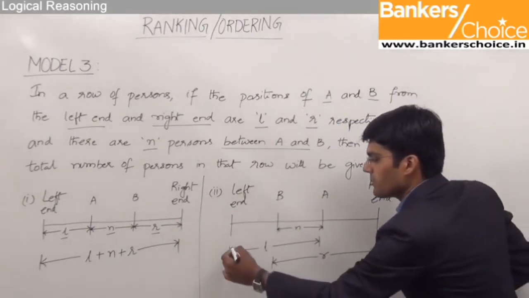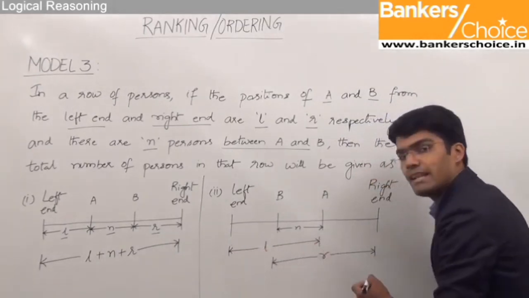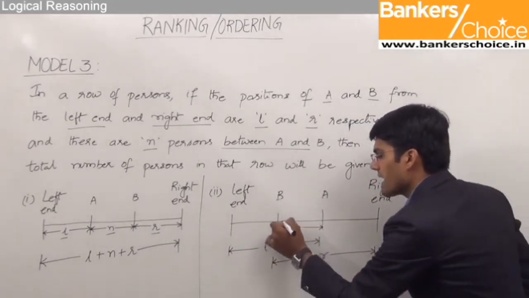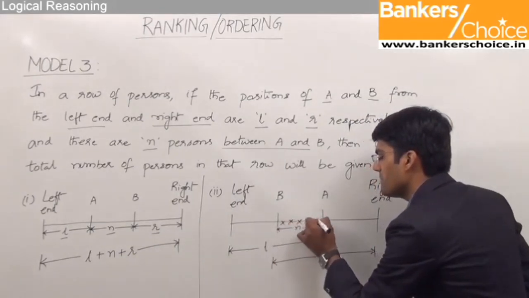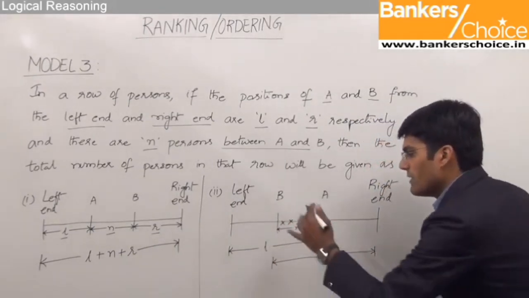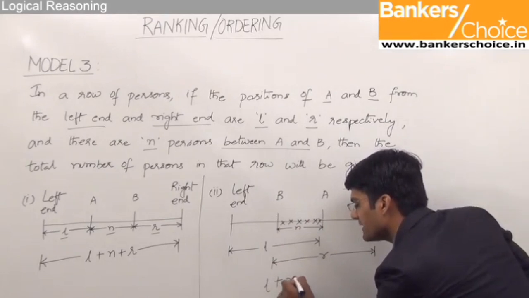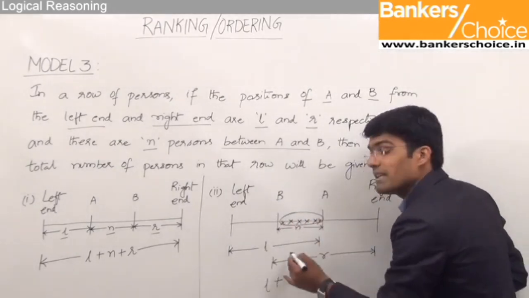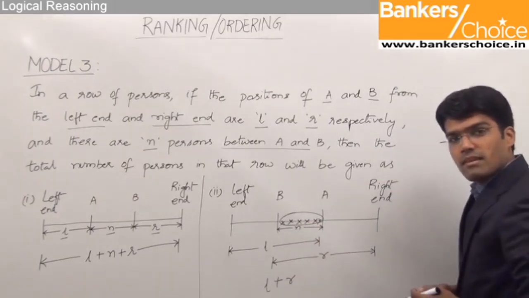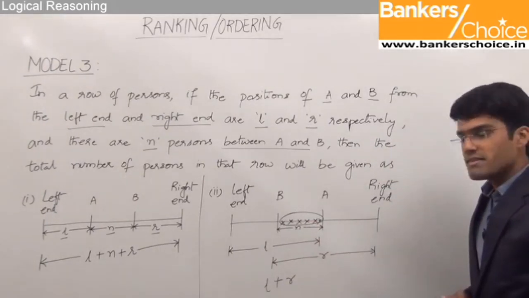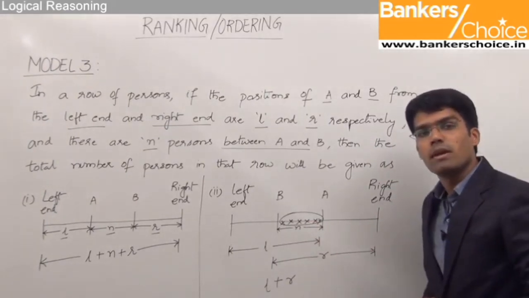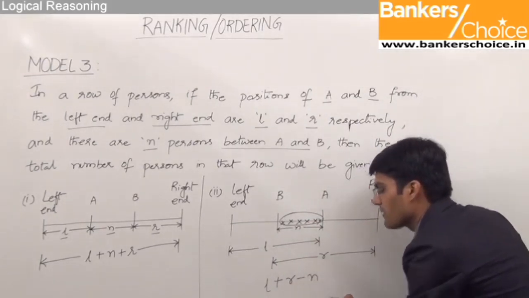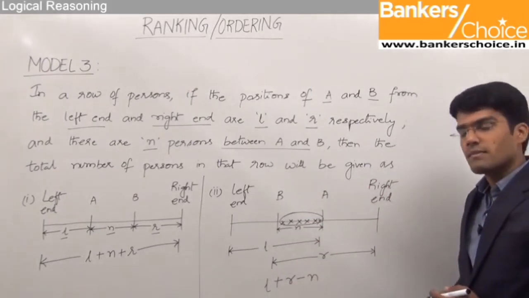Now as given, the position of A from the left end is L and the position of B from the right end is R. And let us assume there are n persons in between A and B. Now when we add L plus R in this case, the number of persons in between A and B have been counted twice. And as we need the total number of persons, each person has to be counted only once. So in order to justify that, let us subtract n from the total of L plus R.